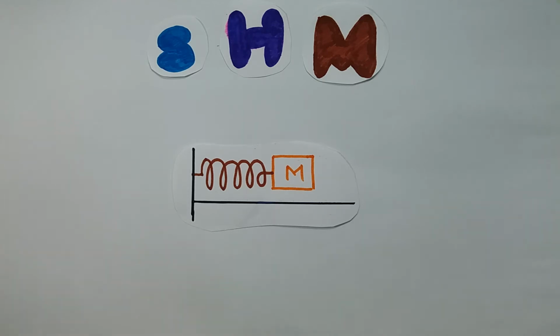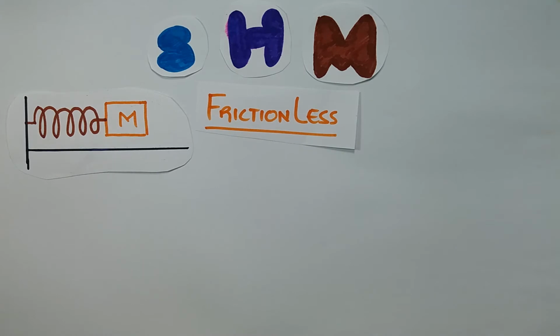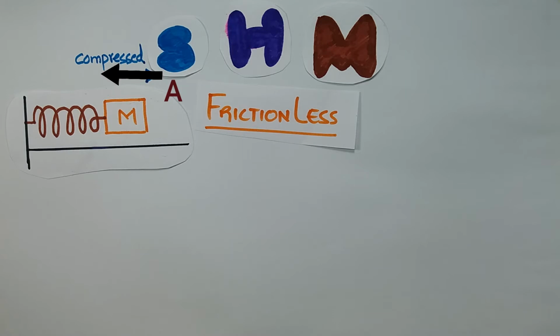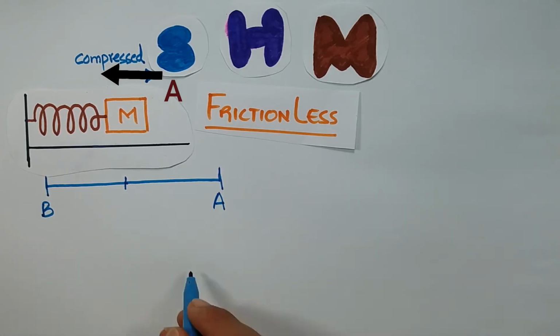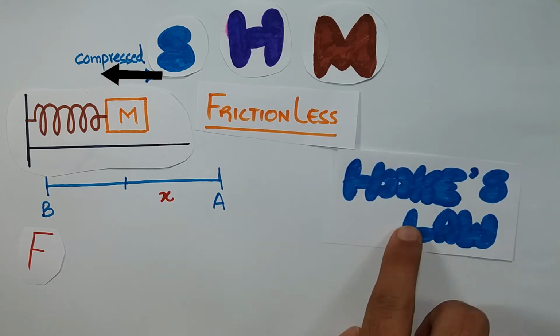Consider an oscillatory system in which a mass is attached to a spring placed horizontally on a frictionless table. When the spring is compressed towards the position A, the displacement of the body is x from its mean position and the force applied by the spring on the mass is F. The relation between F and x, the displacement, is given by Hooke's law.